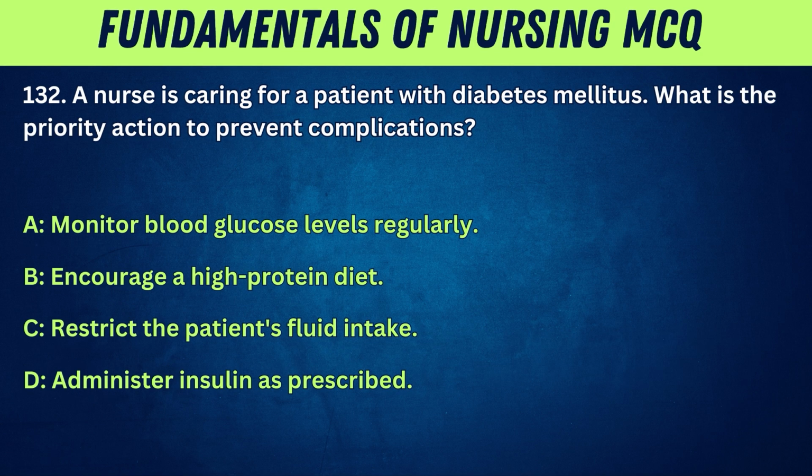132. A nurse is caring for a patient with diabetes mellitus. What is the priority action to prevent complications? A. Monitor blood glucose levels regularly. B. Encourage a high-protein diet. C. Restrict the patient's fluid intake. D. Administer insulin as prescribed.